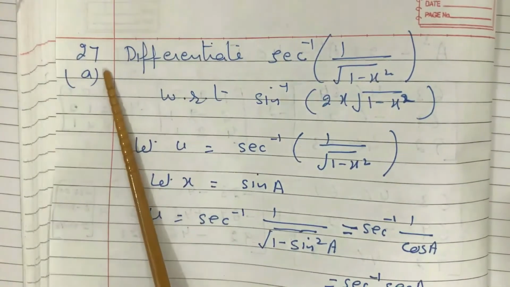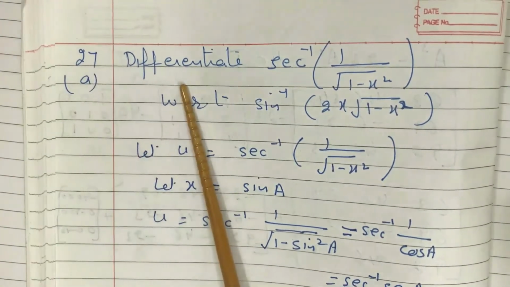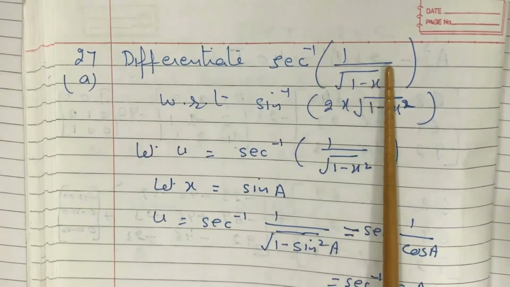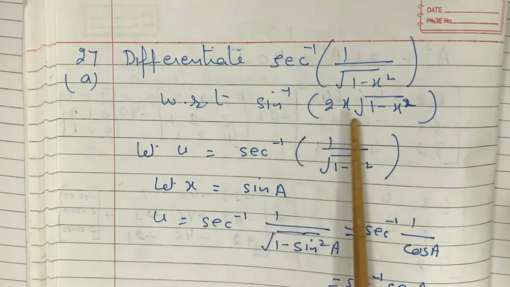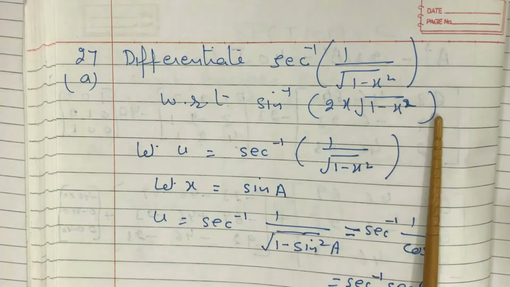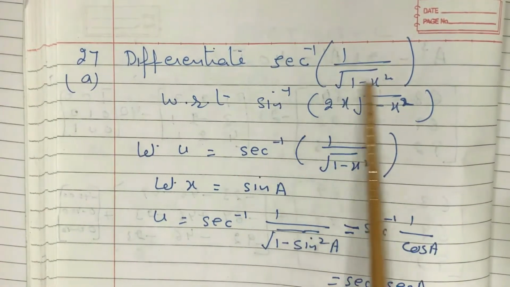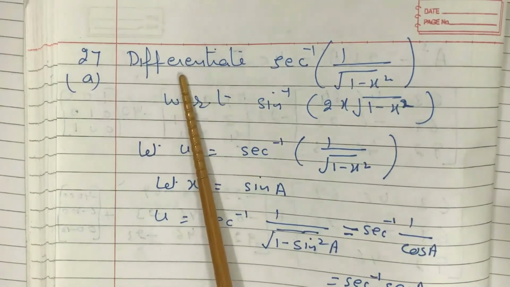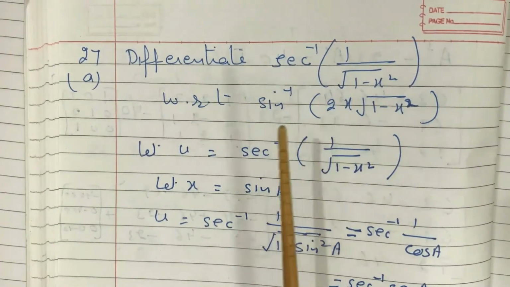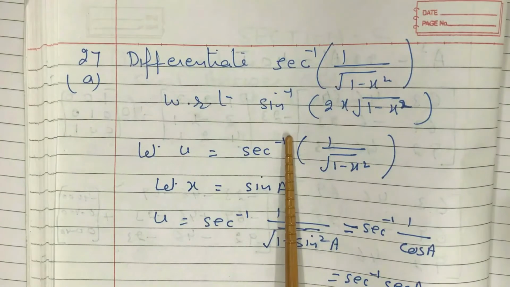Now 27th question A part. Differentiate sec inverse (1/root(1 - x square)) with respect to sine inverse (2x root(1 - x square)). Take this as u, take this as v. It means you have to differentiate u with respect to v. It means you have to find du/dv.